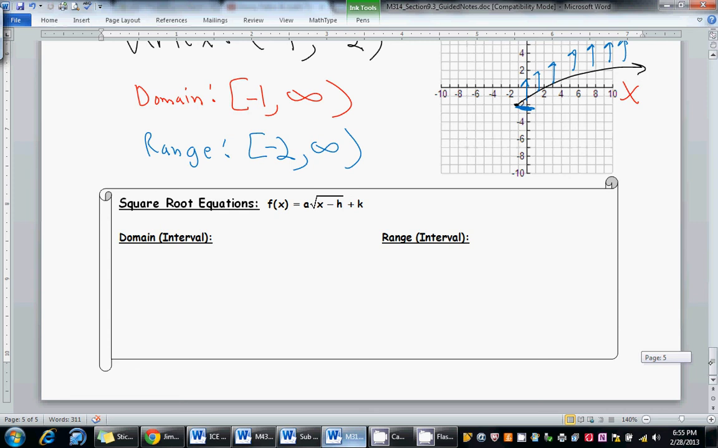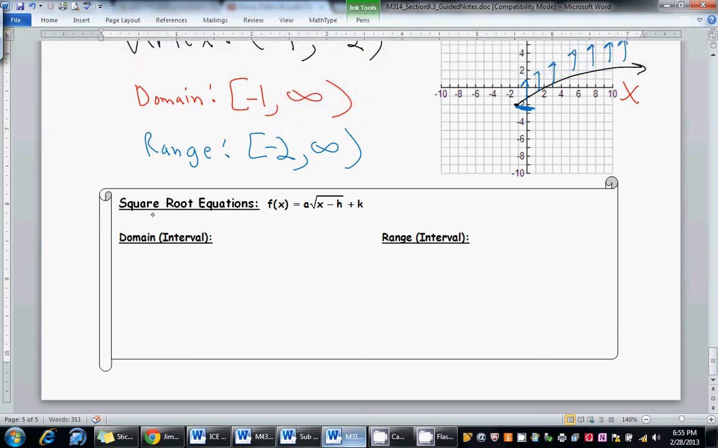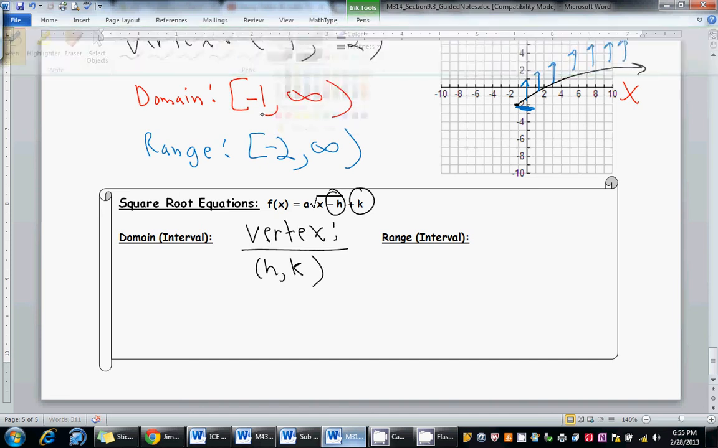So let's summarize. Vertex has been the same every time. You take the opposite of the number inside, so negative h becomes h, comma k. Domain here, my smallest x value is going to be h. And the largest x value is going to be infinity.